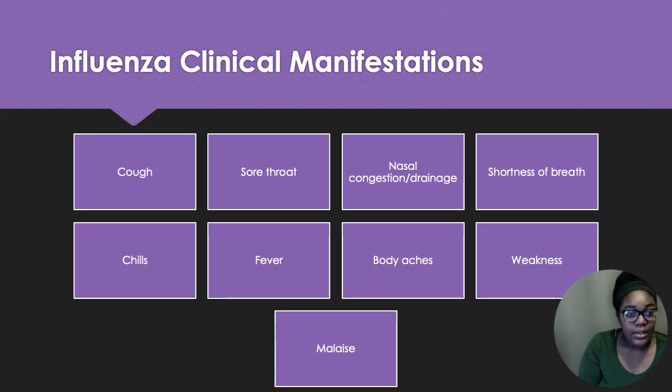Influenza has several clinical manifestations. We have fever, body aches, malaise, weakness, shortness of breath, nasal congestion and drainage, sore throat, chills. All of these would indicate that there's some sort of infection, and you'll notice that some of these manifestations are systemic and some of them are very specific. Again, we talked about how influenza affects the epithelial cells within the respiratory tract. That's where our sore throat would come from, because those cells are dying off.